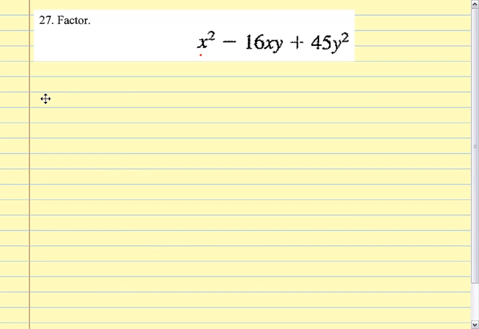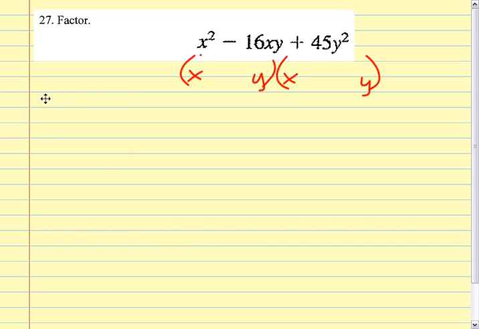Okay? So now I know it's going to be 2 binomials that are going to be different. What goes in the front of both of these things, Jordan? X. Okay? What do we know is definitely going to go in the back of both of these things? We're going to get y, because we got y squared. Jordan, nice job so far. Thank you.